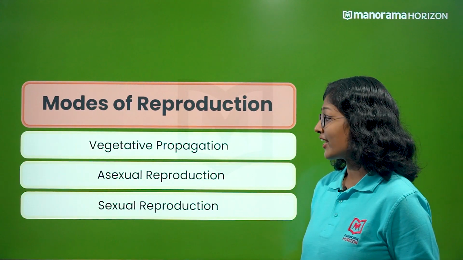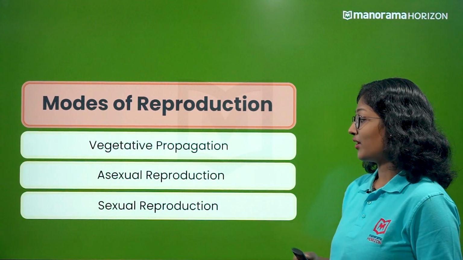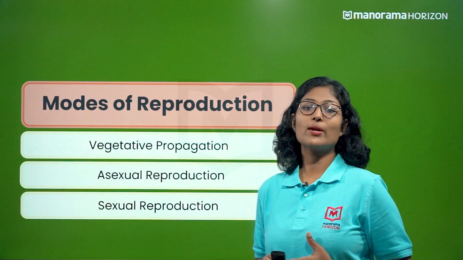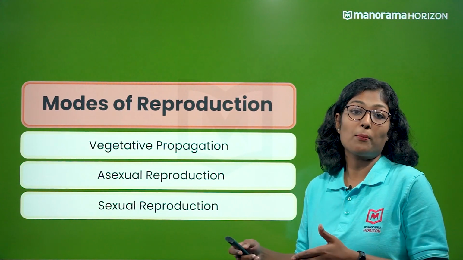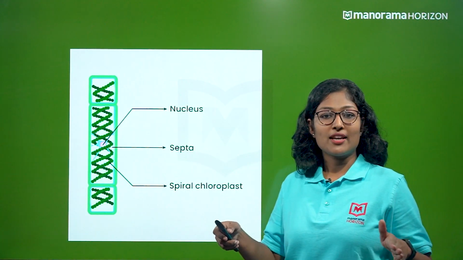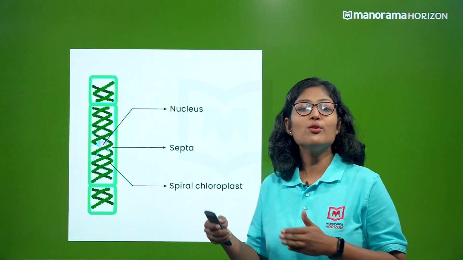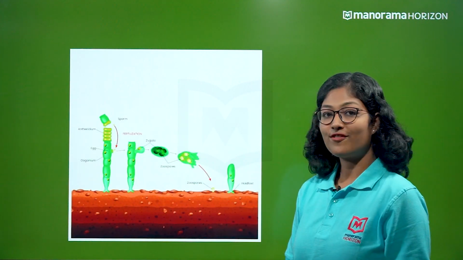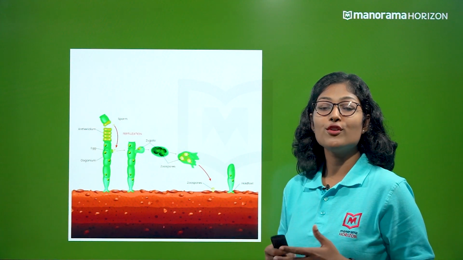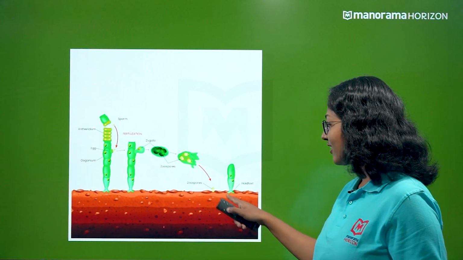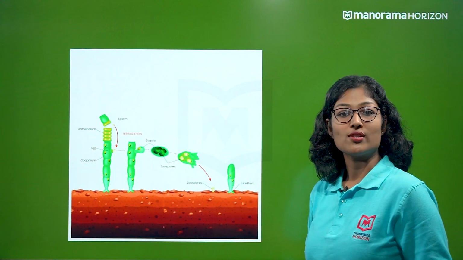And how do they reproduce? They reproduce by vegetative, asexual and sexual modes of reproduction. So, now let us look at the process of vegetative propagation or reproduction. They reproduce by fragmentation, giving rise to a new thallus. You can see the zoospores, right? Flagellated zoospores are the common form of asexual reproduction in algae. Upon germination, they give rise to new individuals.